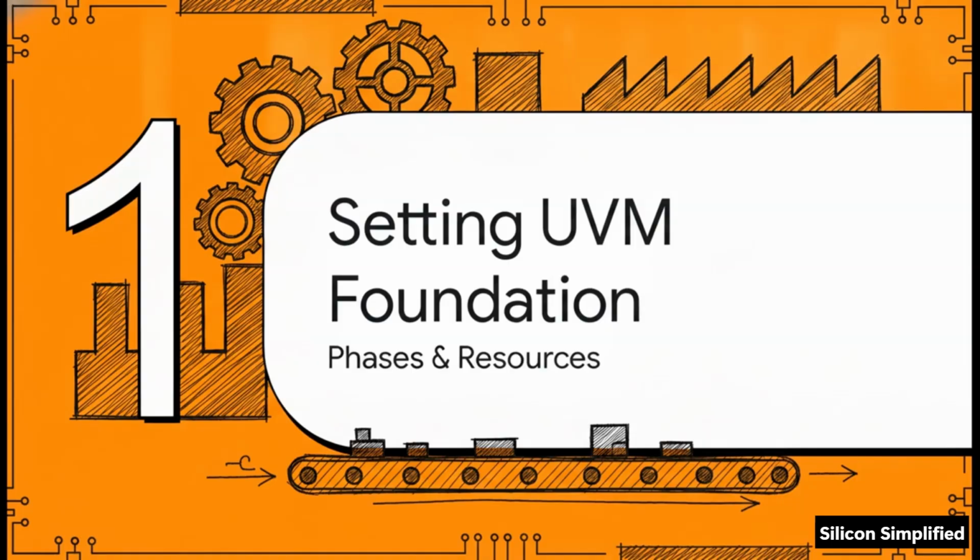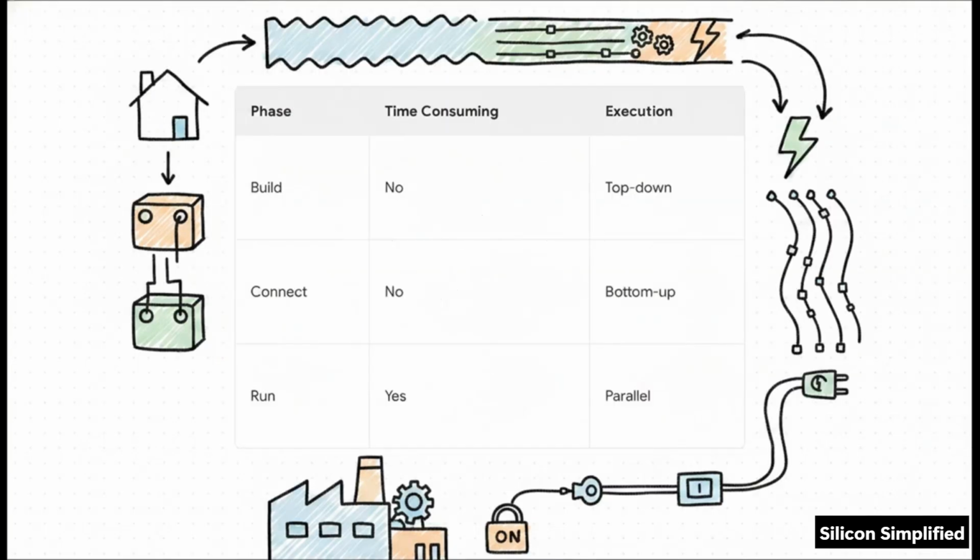All right, Section 1. Setting the UVM foundation, phases and resources. So before we can start moving our data, our goods, around the factory, we absolutely must understand when and how our factory components are actually built and configured. The crucial point here is understanding the UVM timeline. You know, in SystemVerilog, keeping everything synchronized is pretty tough, right?